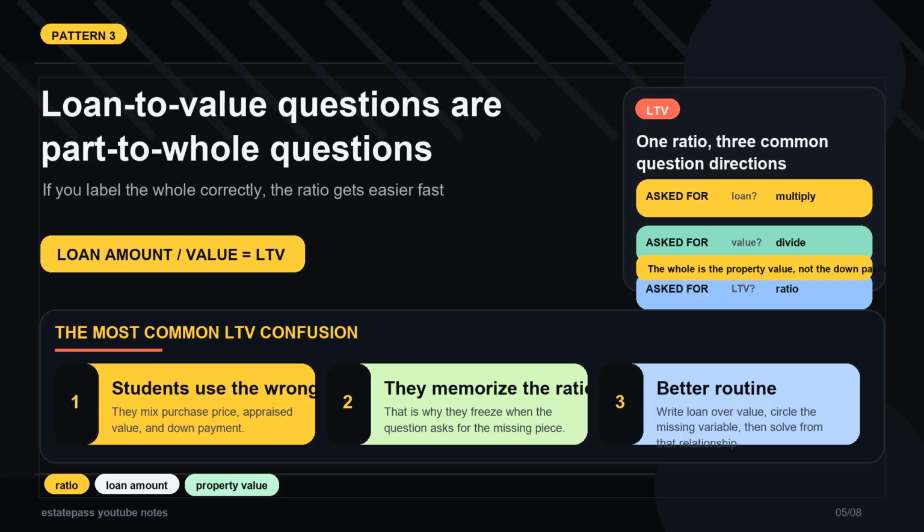Loan-to-value questions are part-to-whole questions. The loan amount is the part. The property value is the whole. If the question asks for the loan amount, multiply value by the ratio. If it asks for the property value, divide the loan by the ratio. If it asks for the ratio itself, compare the part to the whole. Students usually know the letters LTV, but still miss the setup.